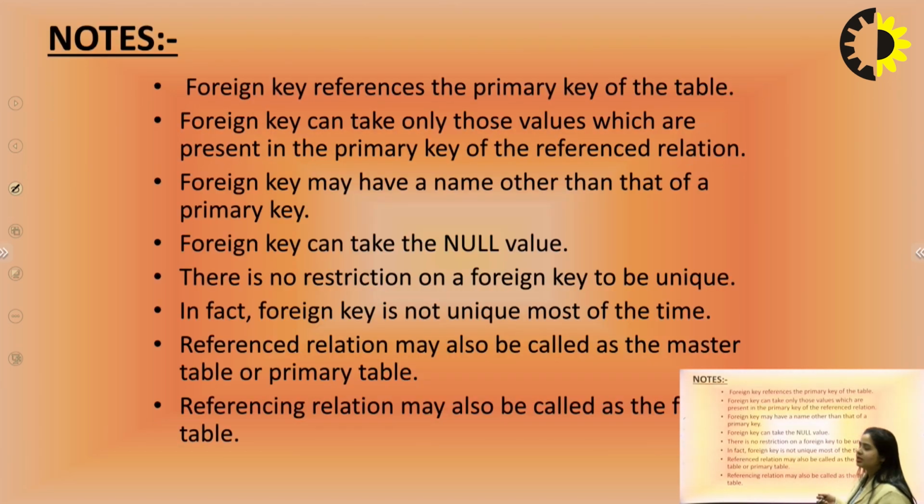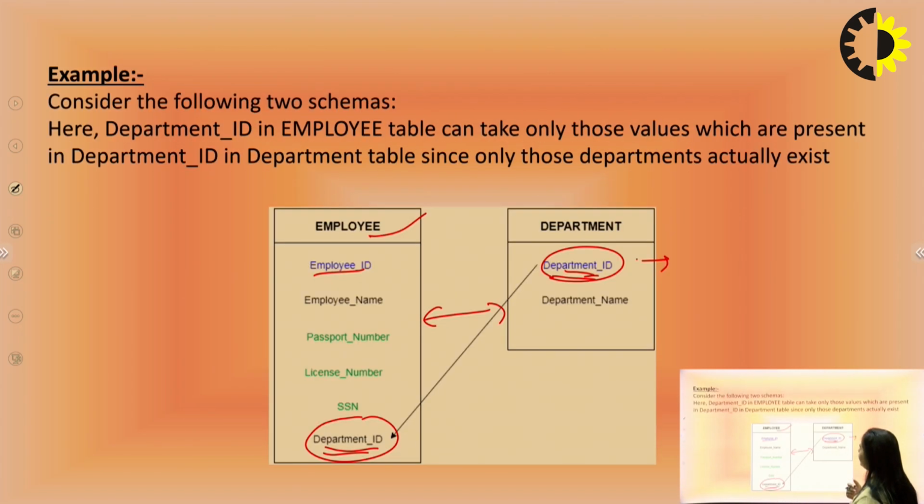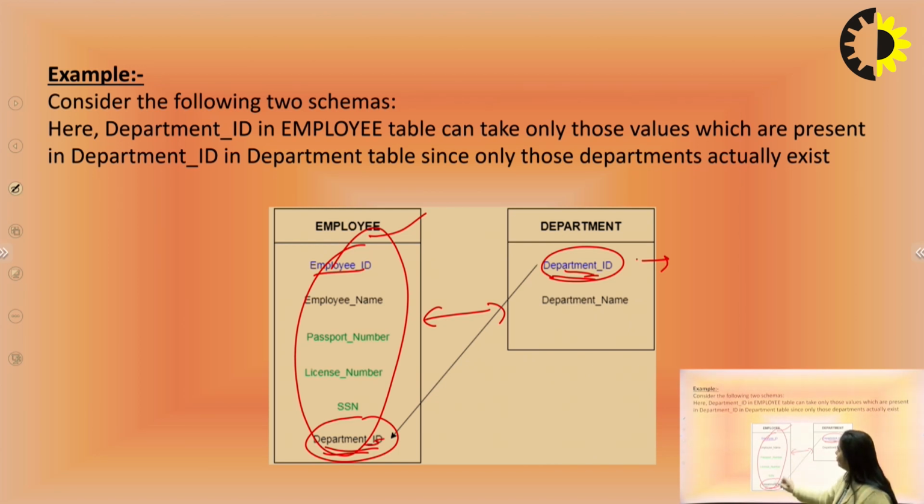Here are some key points about the foreign key. Foreign key references the primary key of the table. The foreign key can take only those values which are present in the primary key of the reference relation. Coming back to the example, where both the department IDs are the same, only these values are relevant in this table. The rest of the information is not relevant to the user. Only those values are relevant where the department ID of the employee information is equivalent to the department ID of the department.